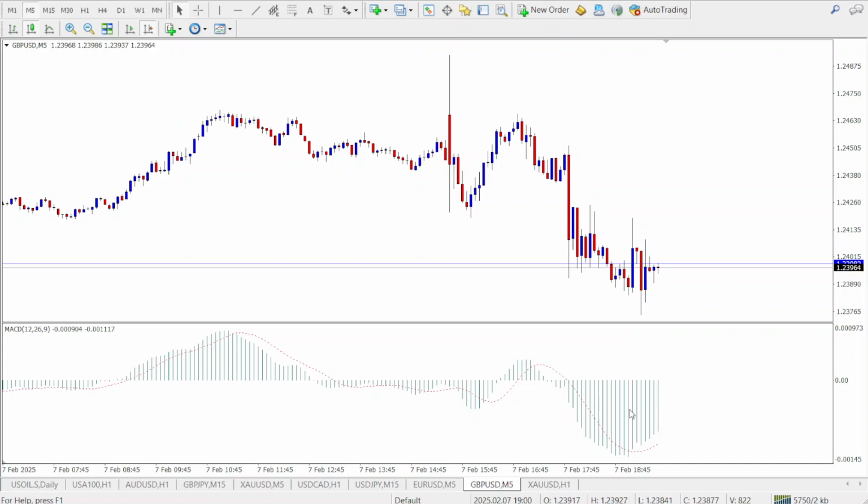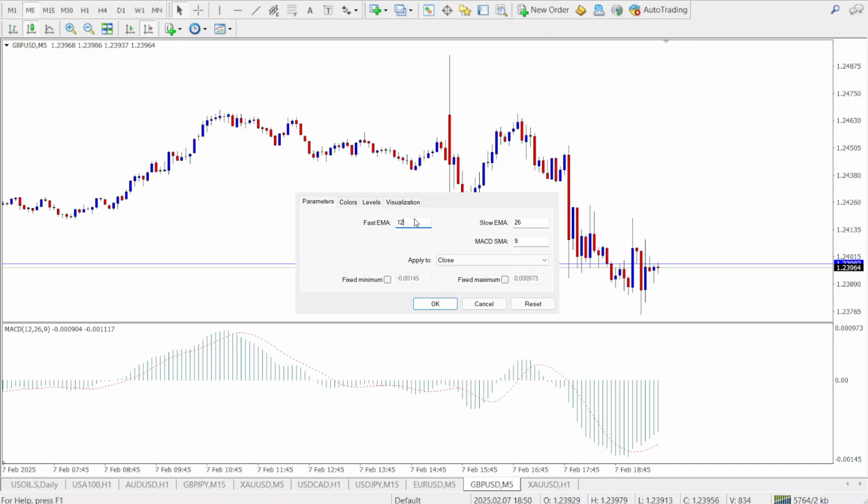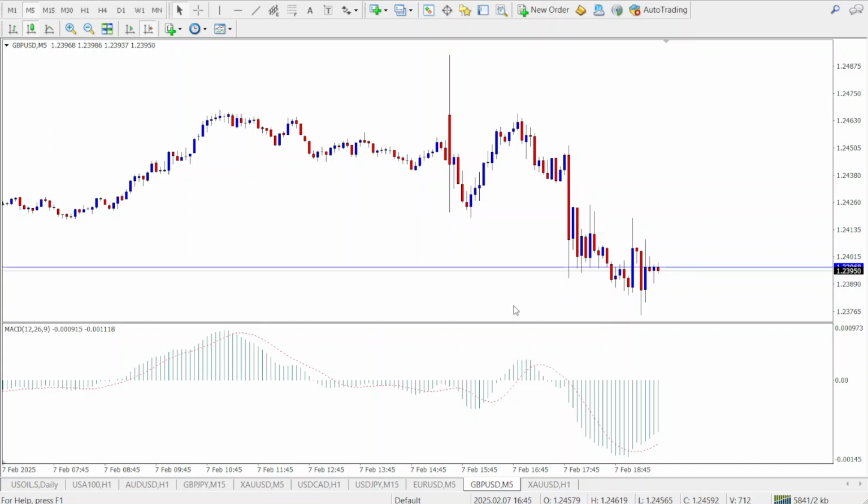It consists of the MACD line, which is the difference between two moving averages, usually the 12 period and 26 period EMA. Secondly, the signal line, which is a 9 period EMA of the MACD line used to generate buy and sell signals. And finally, the histogram, which are the bars that show the difference between the MACD and signal line. A growing histogram means increasing momentum, while a shrinking histogram means a slowdown.